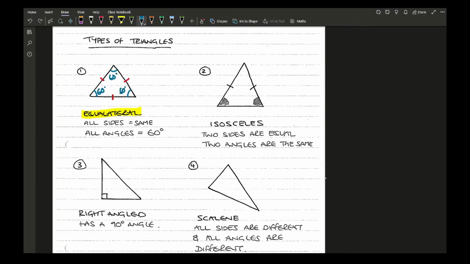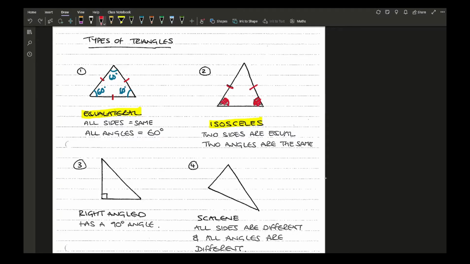Now the next type of triangle that we move on to is what we call an isosceles triangle. Now again, the key properties of an isosceles triangle are that two sides are equal and also two angles are equal as well. And how we represent an isosceles triangle, if we've not drawn it accurately or we've got no markings or lengths, is we represent the two sides that are equal with a single dash. And also, with any isosceles triangle, the two base angles will always be the same.